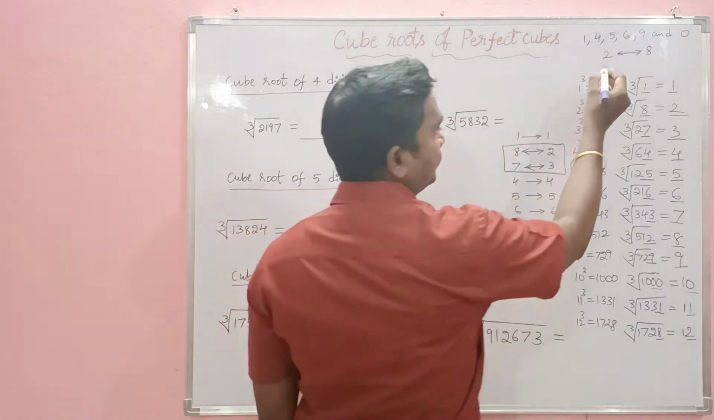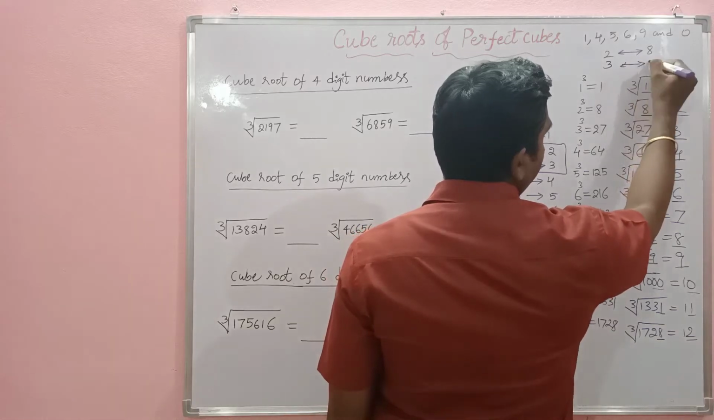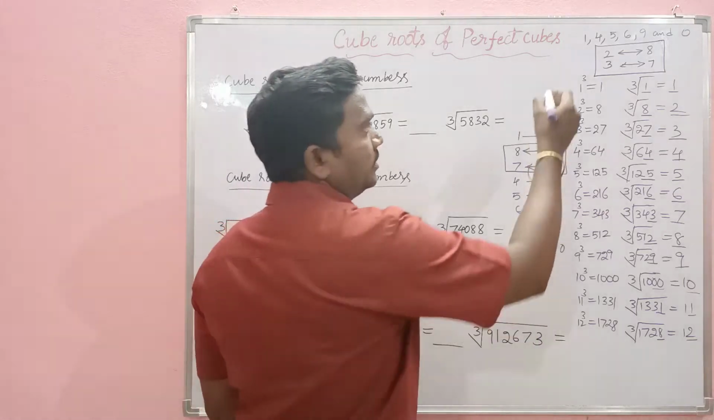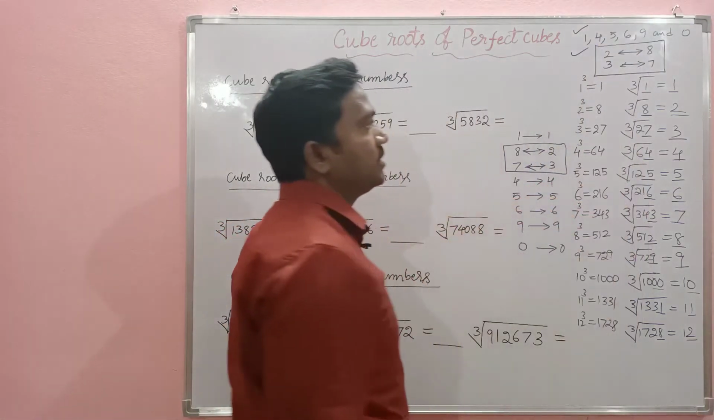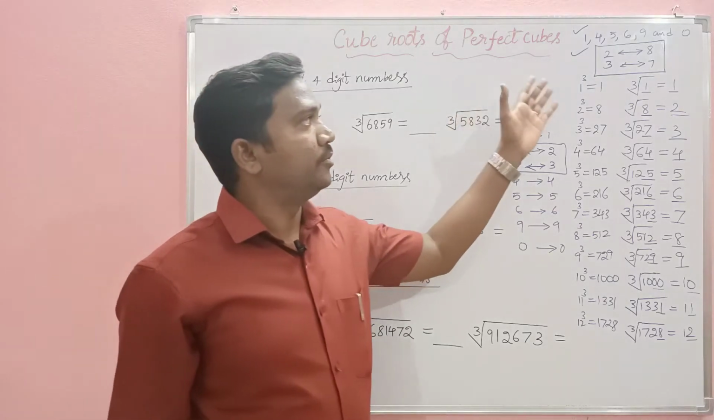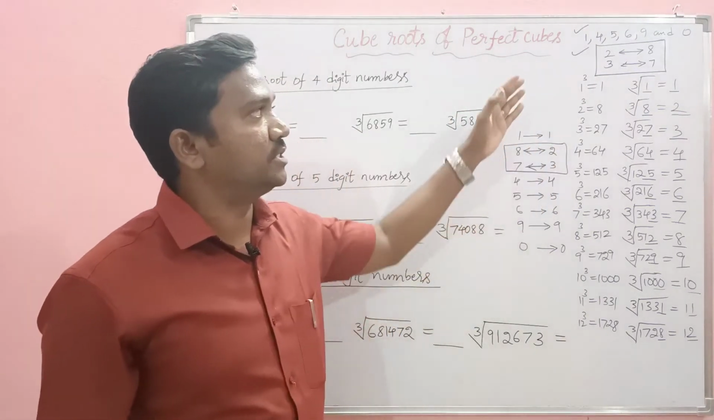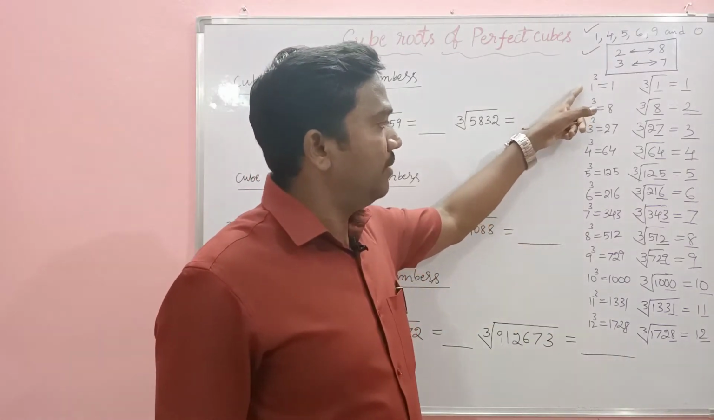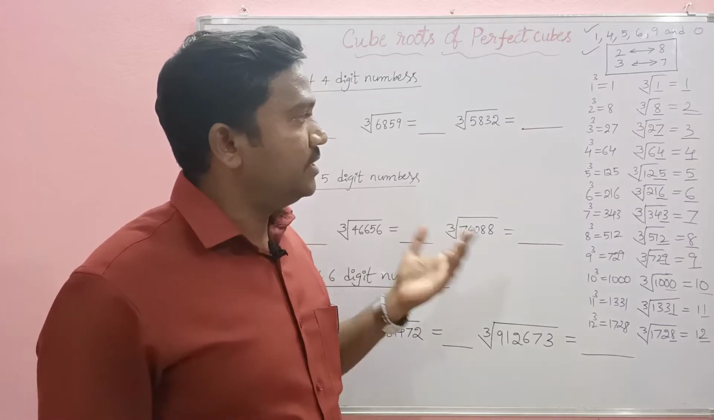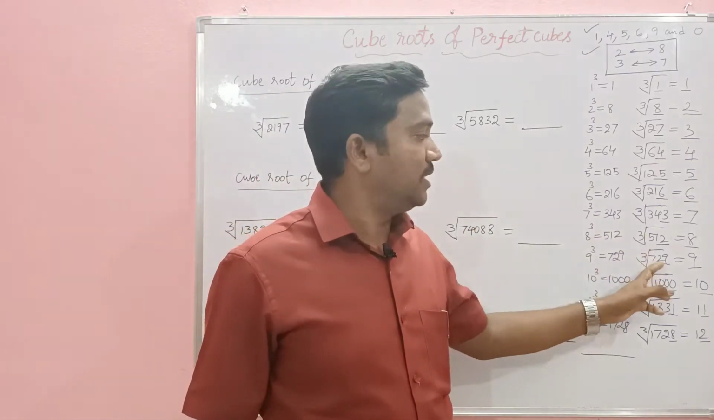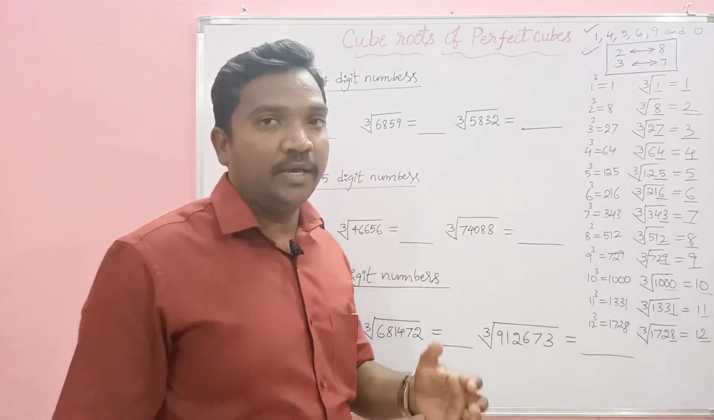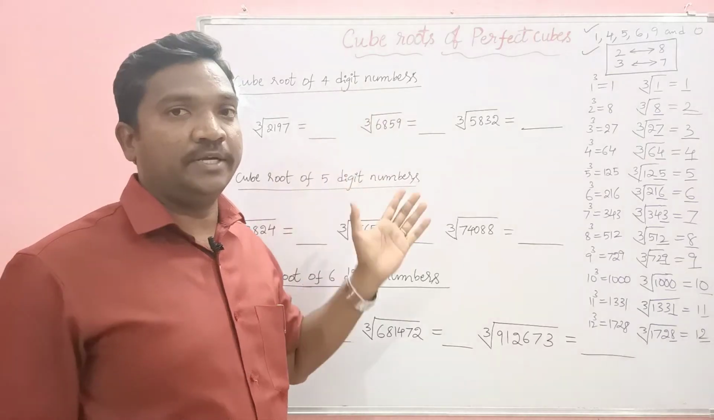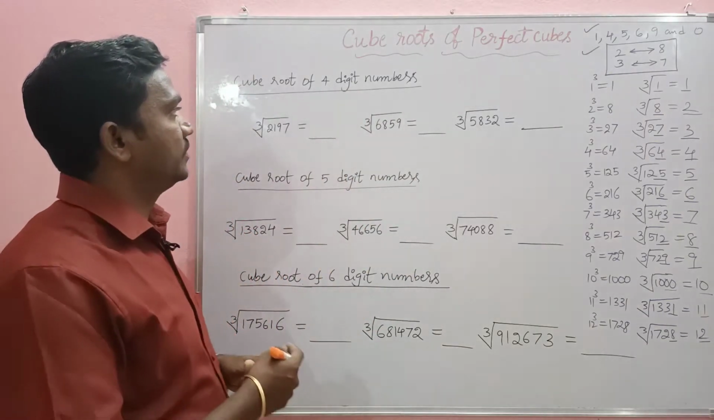2, 8, 3, 7. So if we remember these 2 points, we can find the cube root of any number up to 6 digits very easily. If you remember the cube numbers up to 10, you can easily find the cube roots of 3-digit numbers very easily. Okay, now let us go through cube roots of 4-digit numbers, 5-digit numbers and 6-digit numbers.